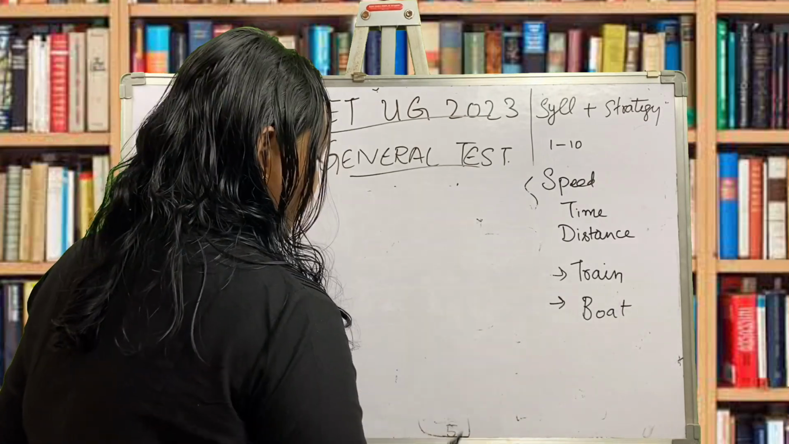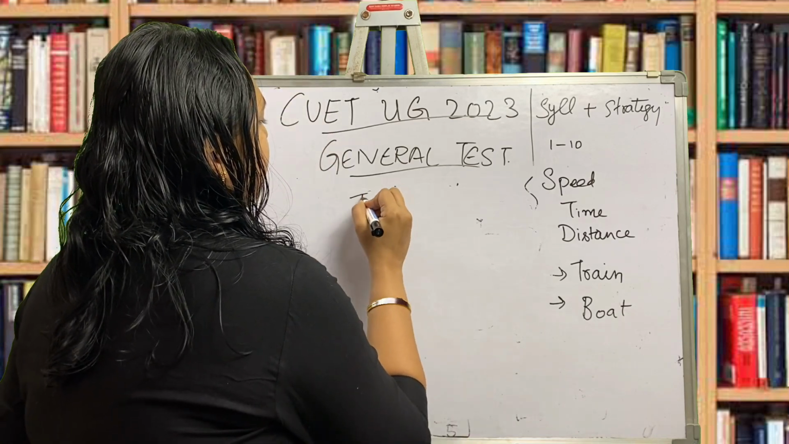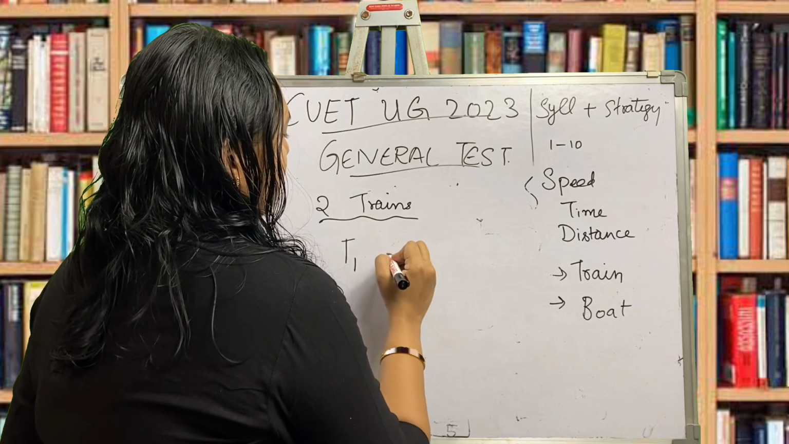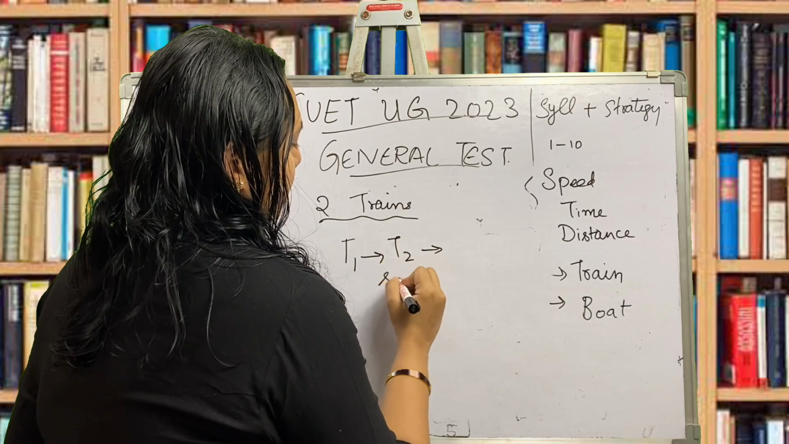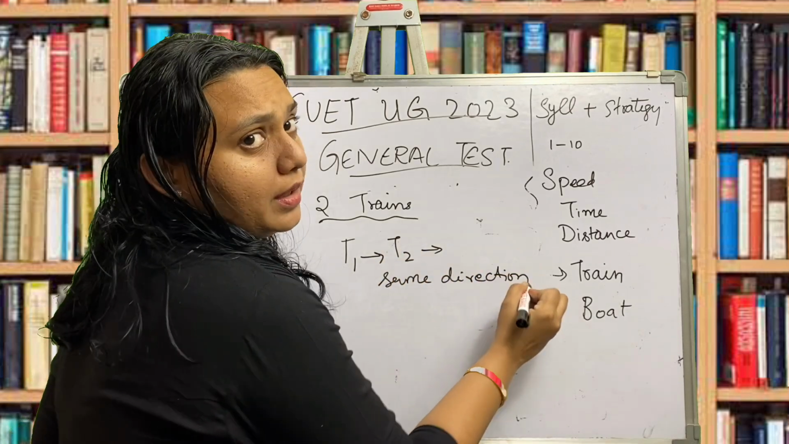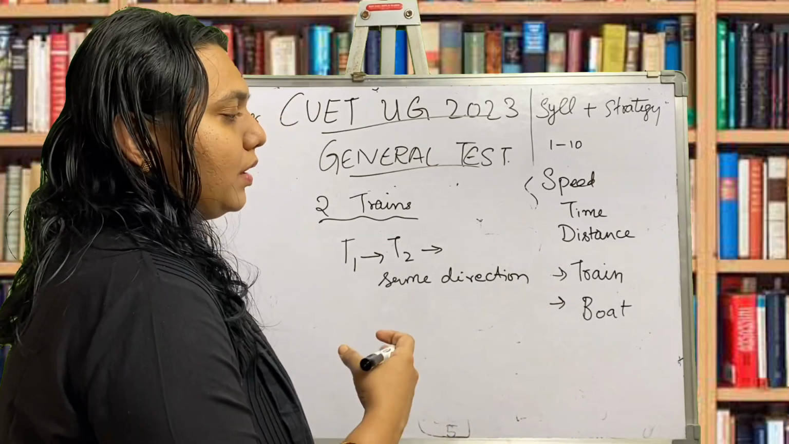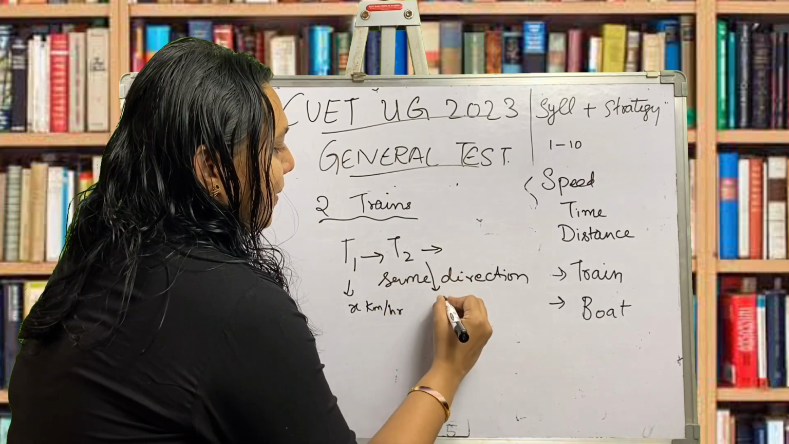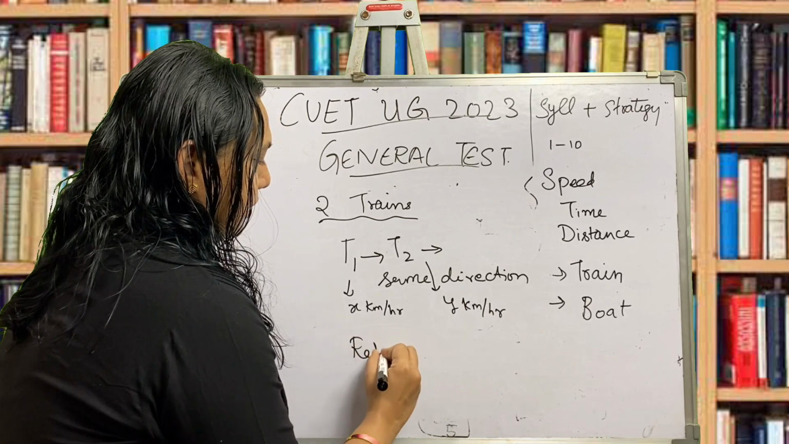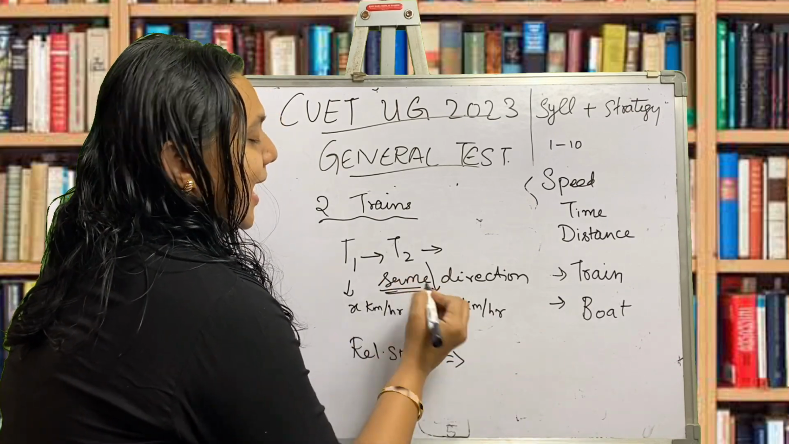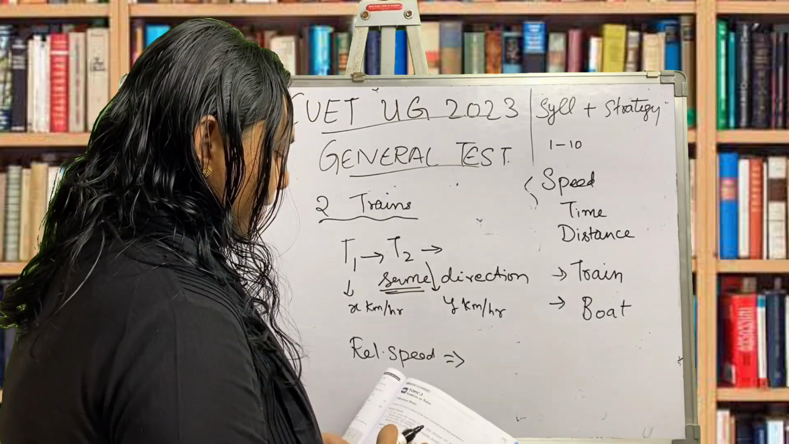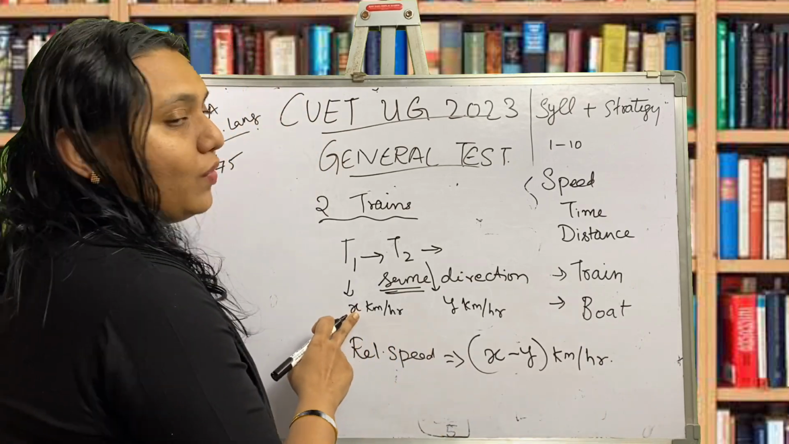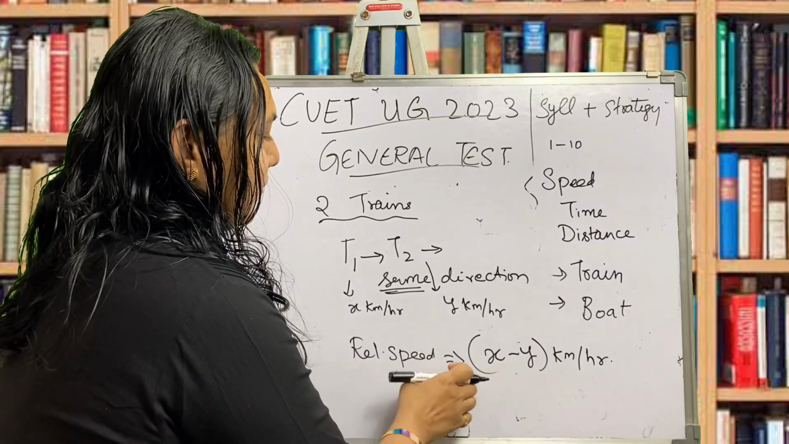The next thing regarding train questions is, suppose that there are two trains. If the two trains are moving in the same direction, train 1 and train 2, then what is the relative speed of the two trains? Remember that these are the types of questions which have been asked, so that's why I'm pointing out this formula. If train 1's speed is x kilometer per hour and train 2's speed is y kilometer per hour, what is the relative speed if they're moving in the same direction? Then the relative speed is x minus y kilometer per hour. So the speed of one train minus the speed of the other train gives you the relative speed.